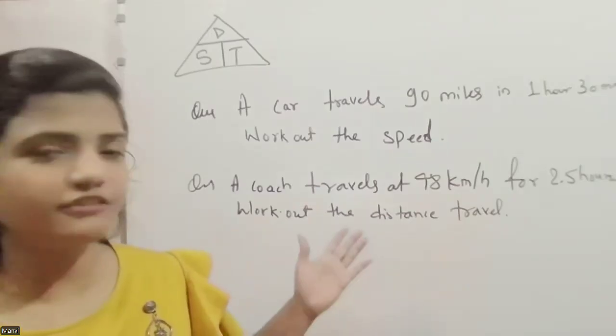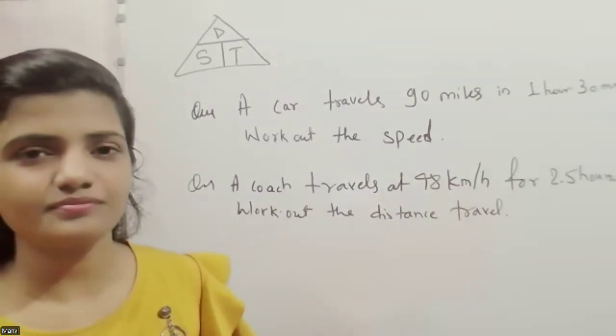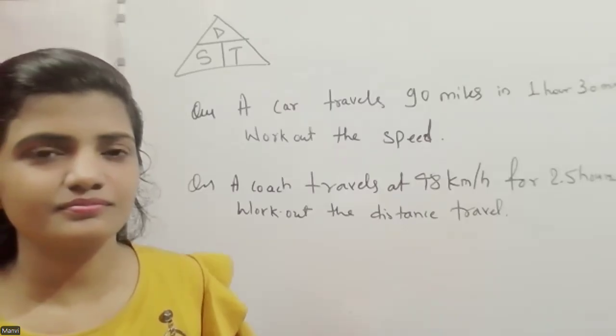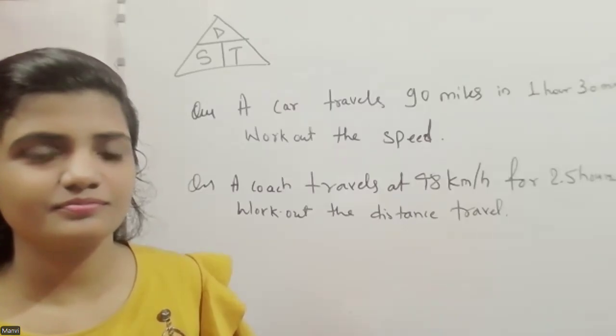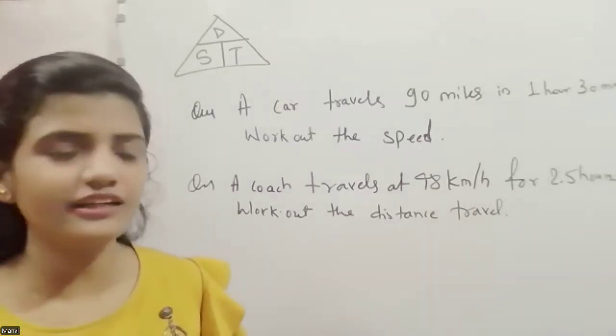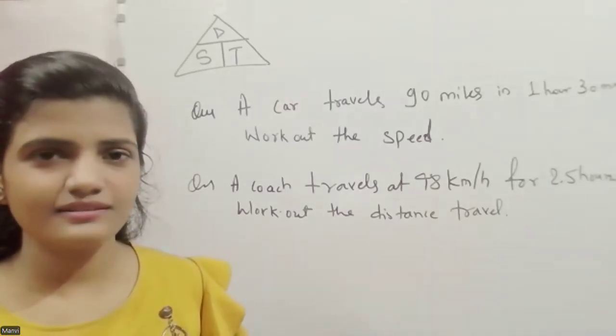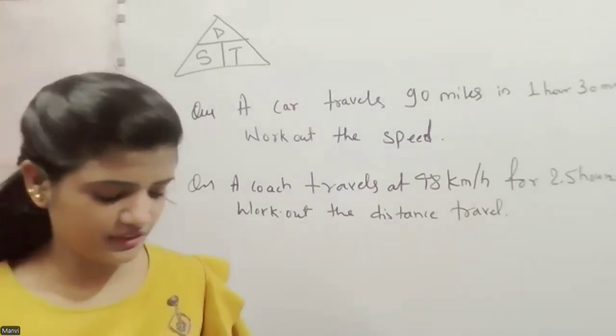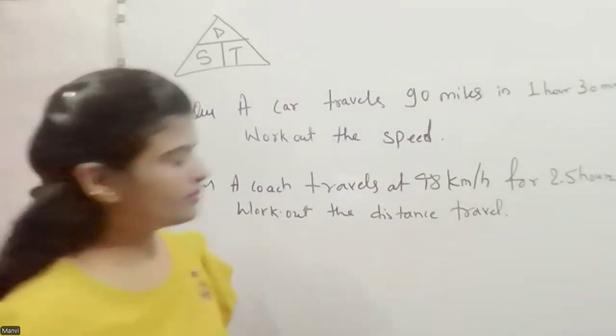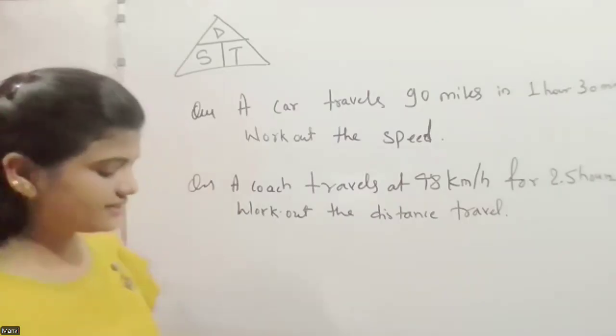Okay. So what did you do for this? So I did 48 times 2.5. Okay, yeah. That's all we need to do. Right? Yeah. Just multiply these two and we can easily get our answer. So the answer will be 120 kilometer.